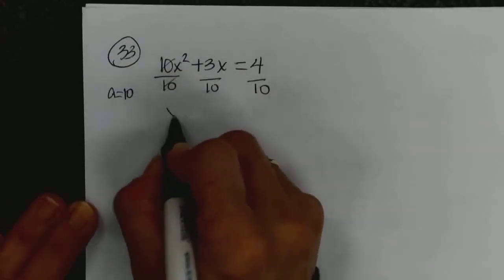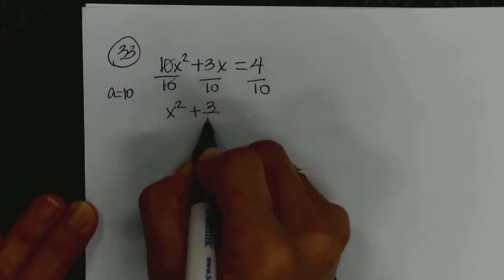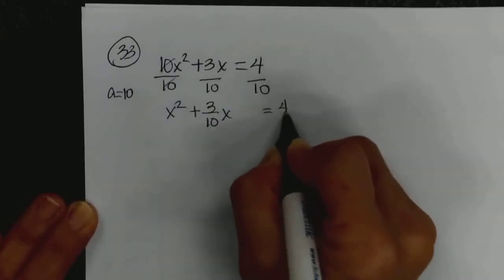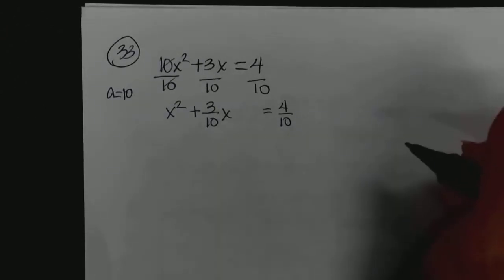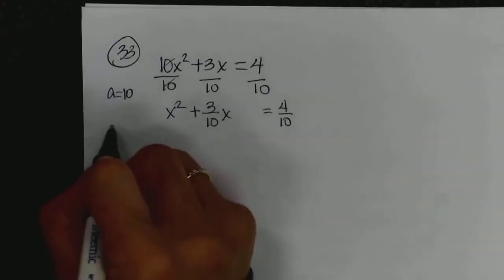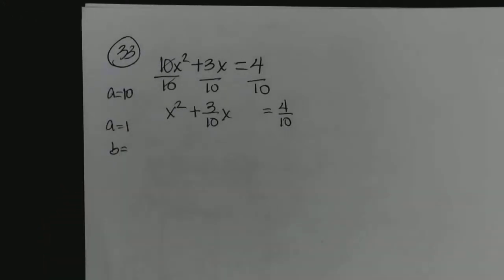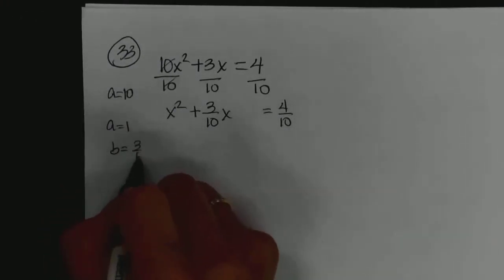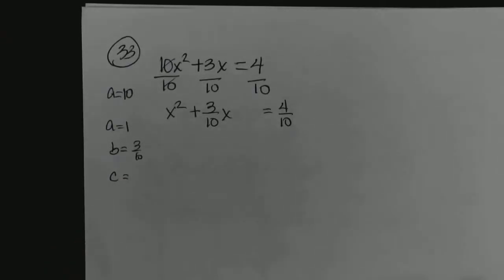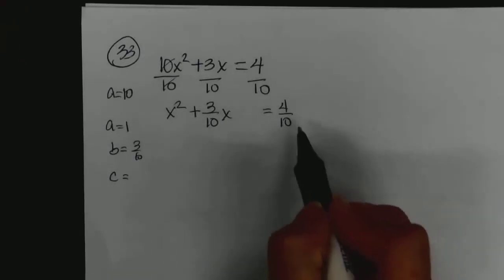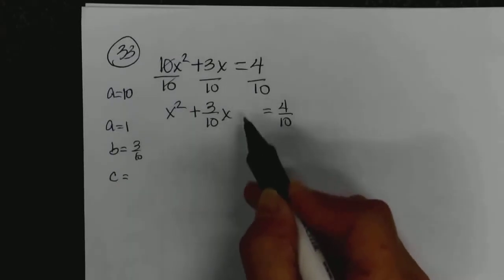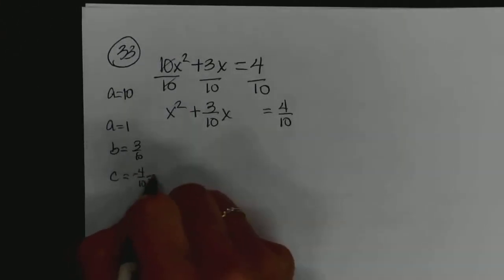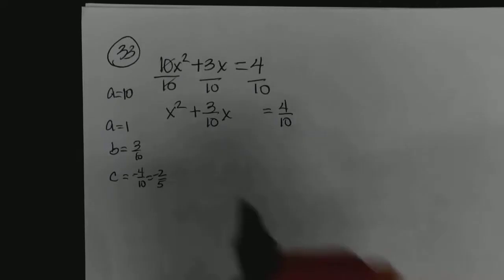So 10's cancel out. I get x squared plus 3 over 10 x, and it's equal to 4 over 10. And then I can reduce 4 over 10 also if I wanted to. Okay? So since now a is 1, and what's my b? 3 over 10. And what's my c? 2/5, or if I bring this over, negative 2/5, or negative 4 over 10, or negative 2/5 is my c.